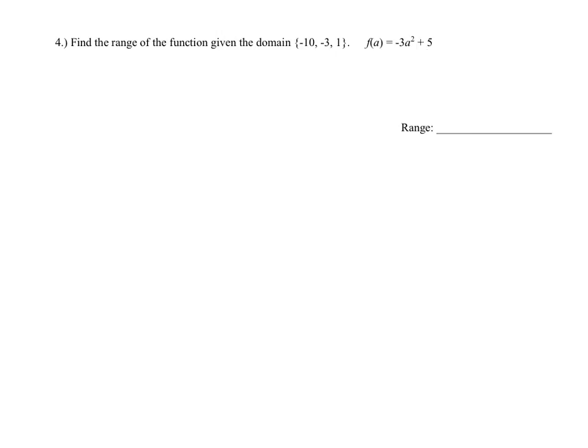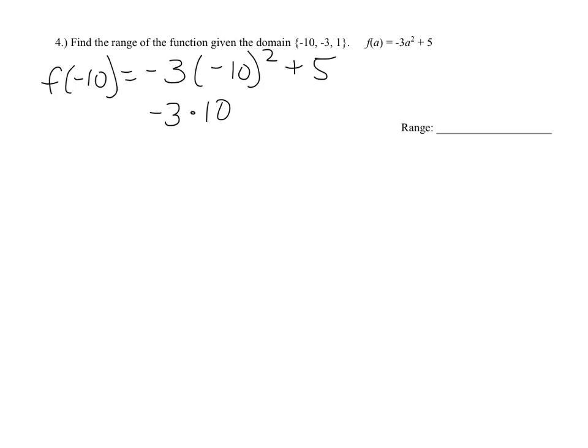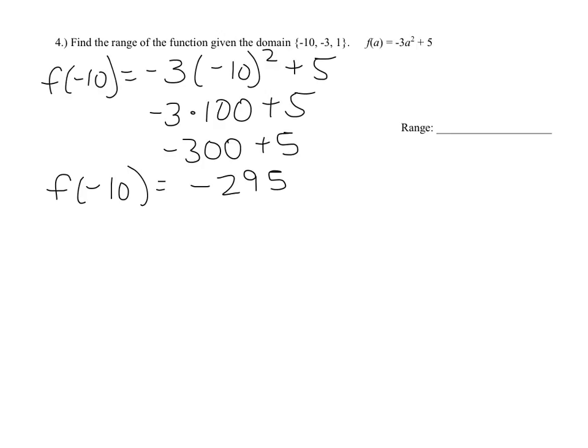All right, so I'm going to say f of negative 10 equals negative 3 times negative 10 squared. And if you want to do negative 10 squared in your head, which is 100, and write that down, you can, plus 5. Then I've got f of negative 10, again, is going to be negative 3 times 100 plus 5. So then I get negative 300 plus 5 is going to give me negative 295. So I'm going to get here f of negative 10 equals negative 295. Pause the video, do negative 3 and 1 on your own.